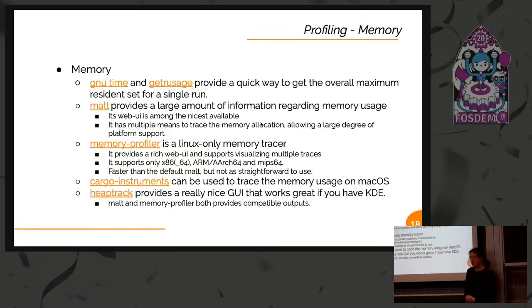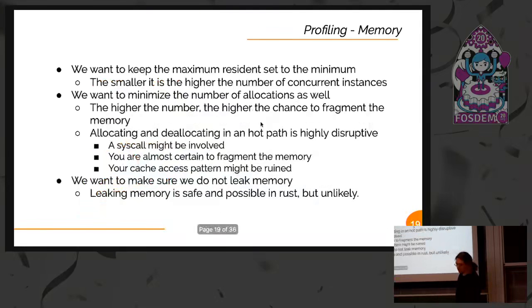On Mac, cargo instruments, what's wrong with instruments? It gets you all the possible information. Special mention, heaptrack. If you are on Linux or you are using KDE even on non-Linux, heaptrack comes with a UI that is really good for that. Memory Profiler provides the same kind of data that heaptrack can process. So you can mix both worlds. Heaptrack is not as fast as Memory Profiler, at least in my experience. So this is what you can use as a tool chain.